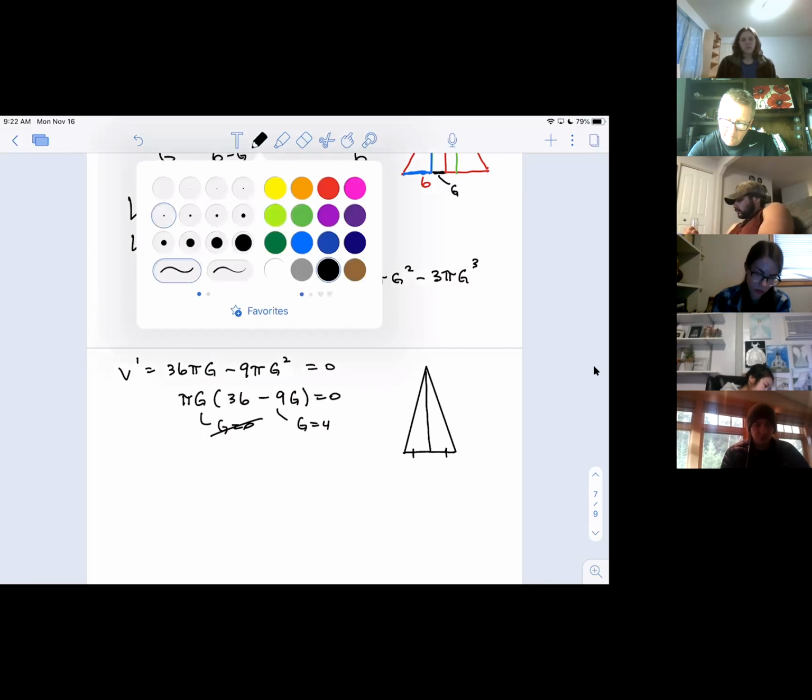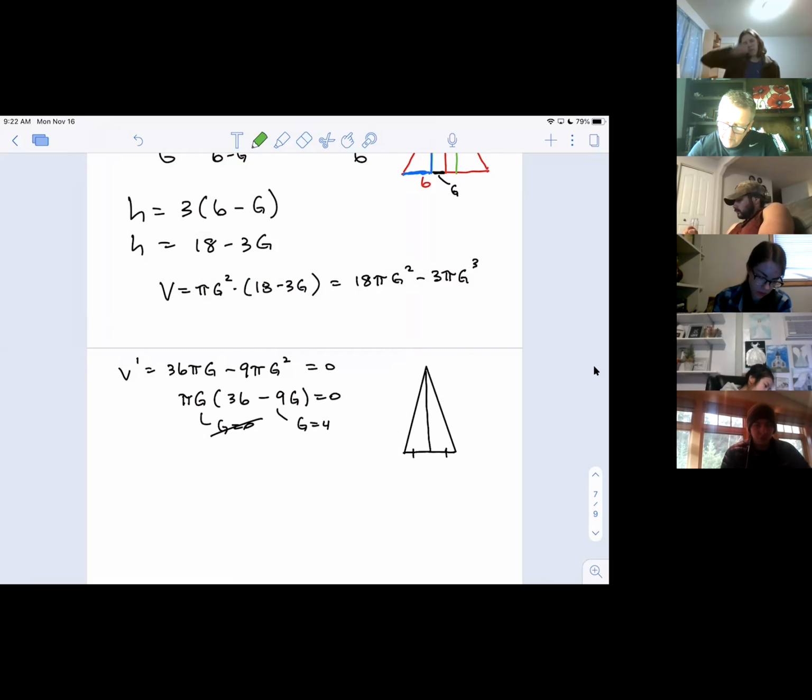So the cylinder we're talking about is kind of a good balance. And that's what's interesting about these questions, it's kind of a good balance. It's wide enough, it's nice and wide, but it's not so wide that it loses all of its height. So max volume at G equals 4.